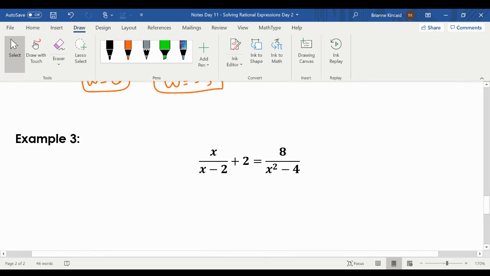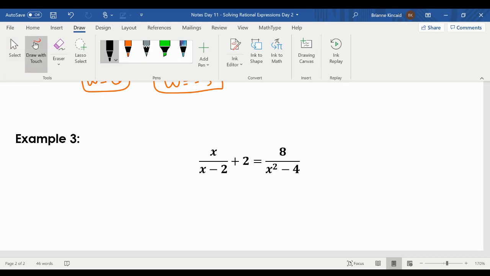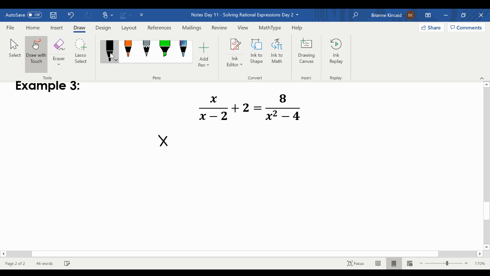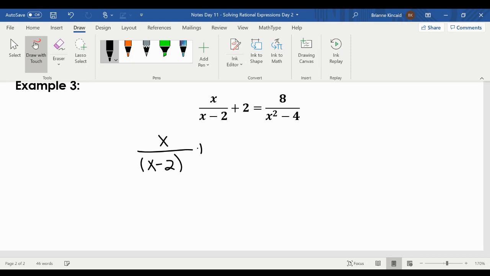Now, for our third video, we have something a little bit challenging here. Our second fraction isn't a fraction yet. In order to make it a fraction, I'm going to write it over 1. So just like we did before, I'm going to rewrite this and factor so I can figure out what my LCD is. The x minus 2 goes into the denominator, plus 2 over 1 equals 8 over x squared minus 4, which can be factored by the difference of two squares. That's x plus 2, x minus 2.